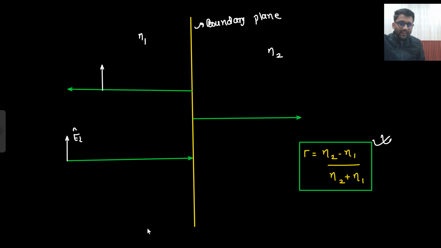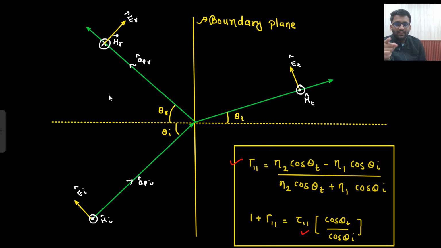So if I say that my incident and reflected electric field both are in the same direction, then only this formula is correct. Or what is the other way of saying it? If this is your EI, then what will be your HI? HI will be towards you, E cross H. So this will be your HI. If this is your ER, then what will be your HR? E cross H should be, HR would be this. So one way of saying that this formula is true only when incident and reflected electric field are in the same direction, or incident and reflected magnetic field are in the opposite direction.